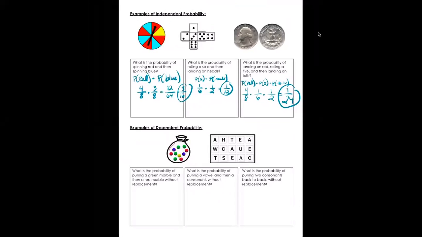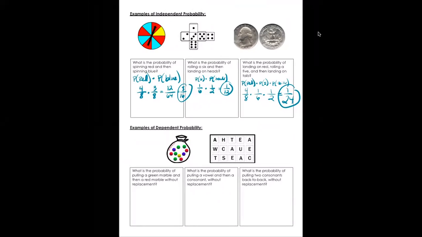Okay, so those were independent events. Now we're gonna do dependent events. Again, dependent means that the first one happening is going to alter the probability of the second one happening. It's going to affect the second event, okay?